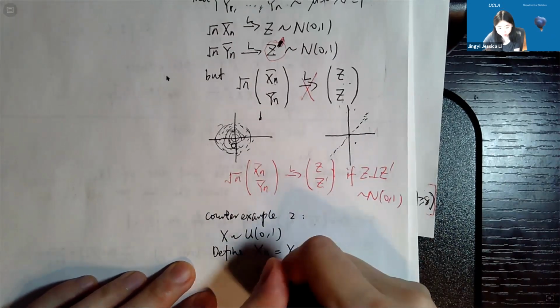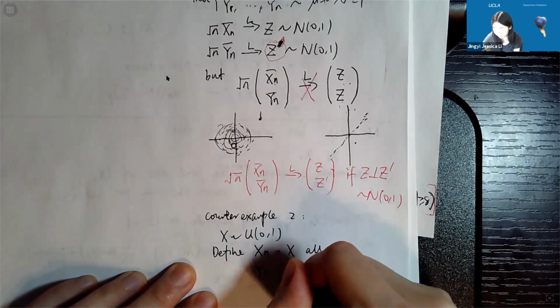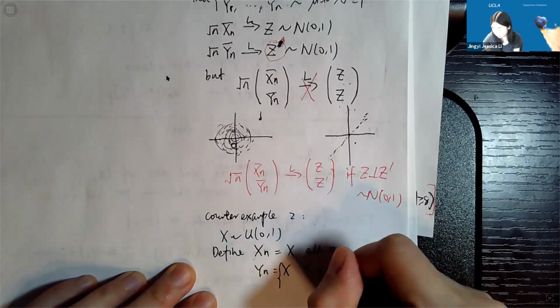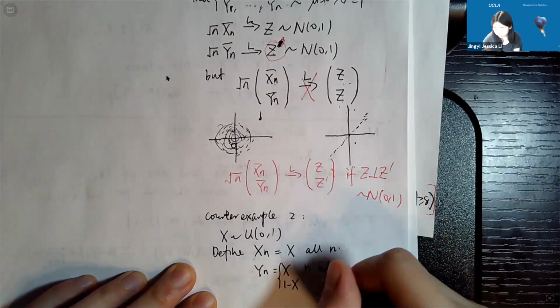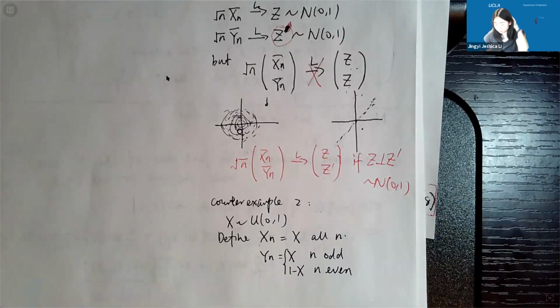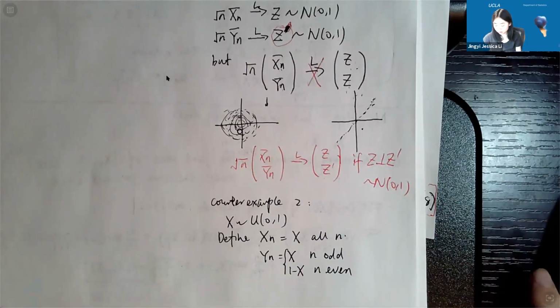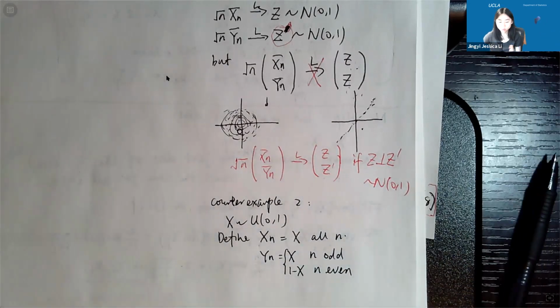And Yn equals X if n is odd, or 1 minus X if n is even. So you see, basically in the two sequences, I would have Xn as X, X, X, X, X, and Yn would be X, 1 minus X, X, 1 minus X, alternating. So I have my Xn and Yn.